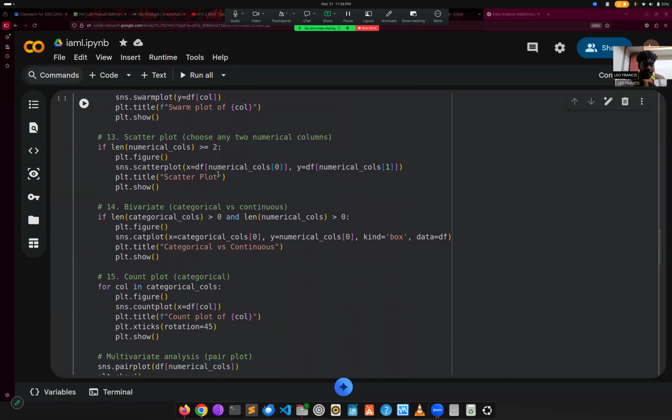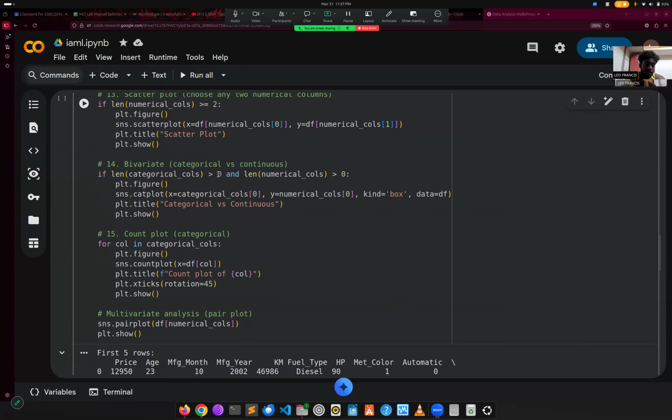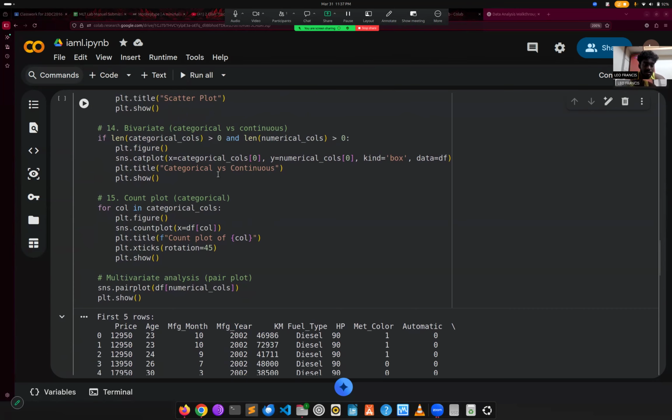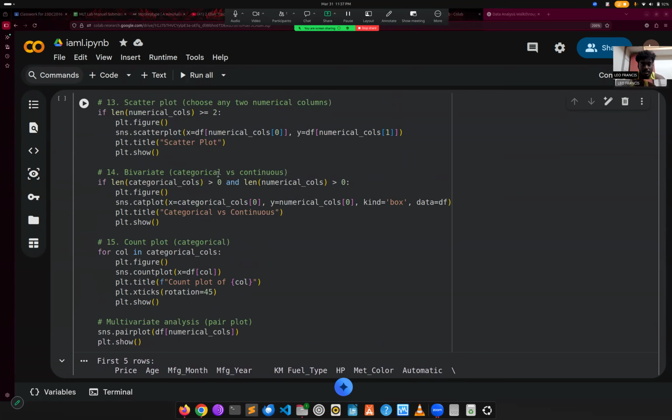Bivariate analysis is used to analyze the relationship between two variables, like with a scatter plot and box plot. So multivariate analysis uses pair plots to analyze multiple variables together. So this is the first experiment, which consists of data.